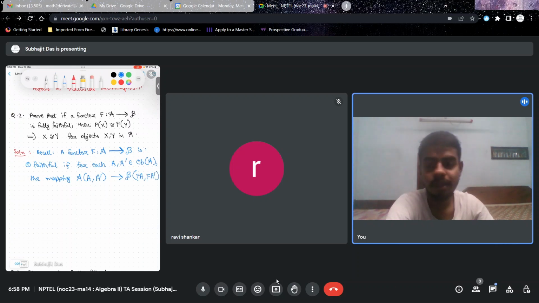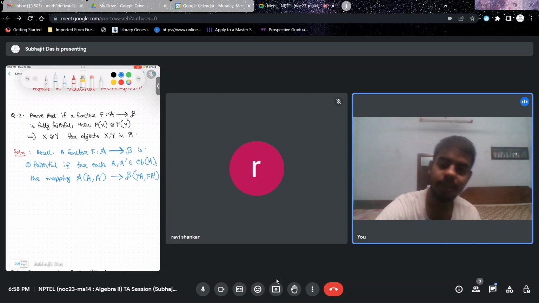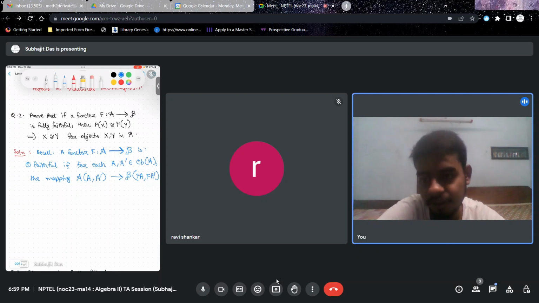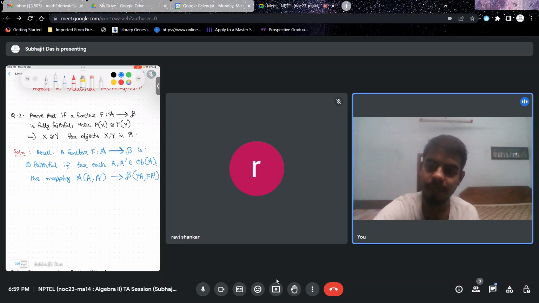This mapping of script A comma A prime into script B FA comma FA prime is part of the data of a functor, right? It is in fact part of the arrow function of a functor. There's no issue with that. This is how a functor was defined, right? So what is a functor?